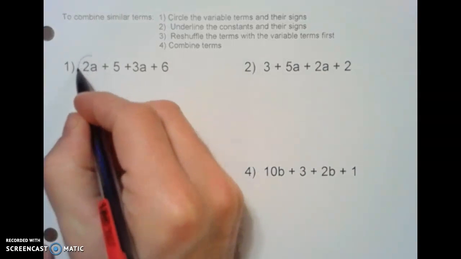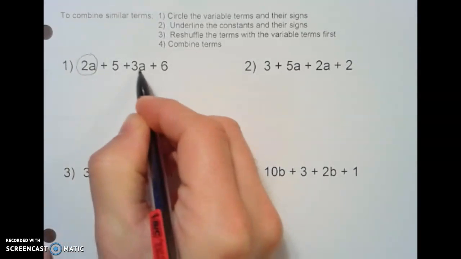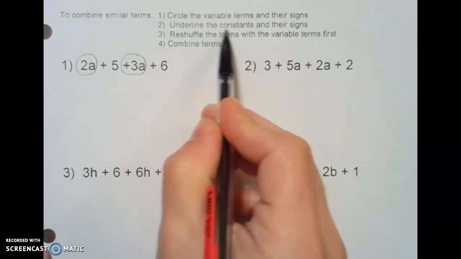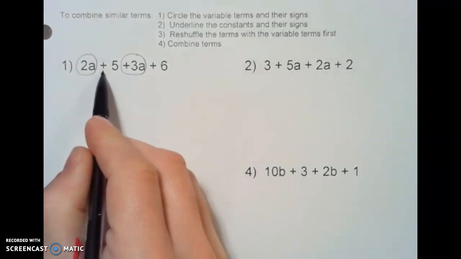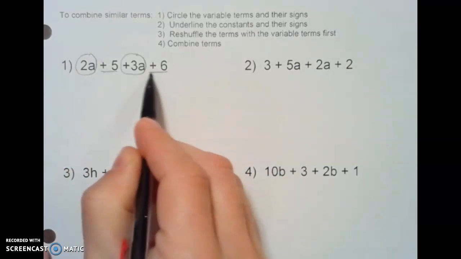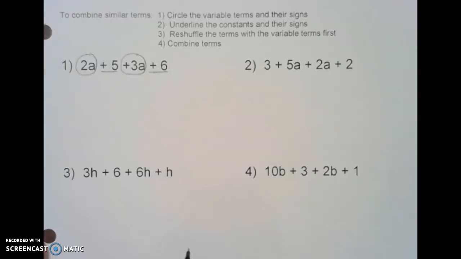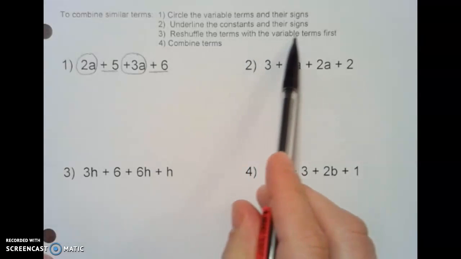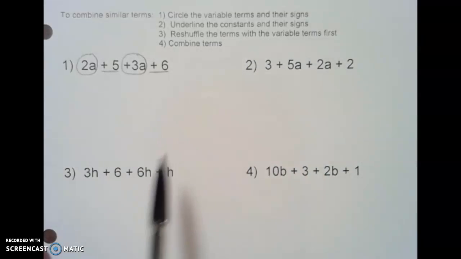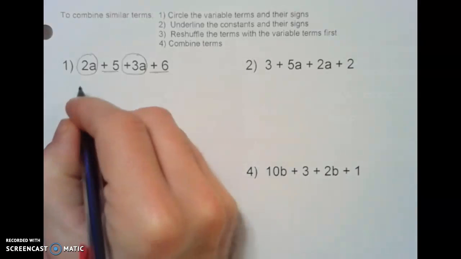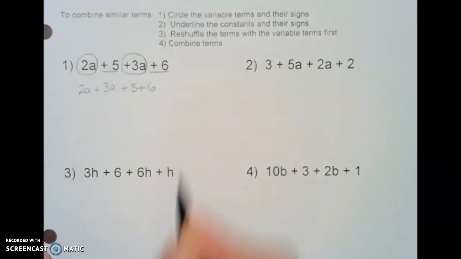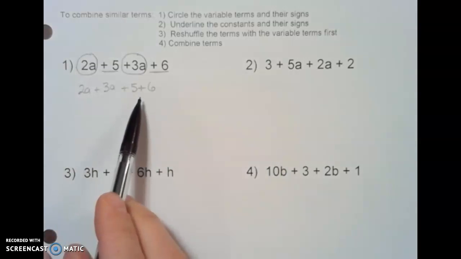This is a positive 2a. Okay, and this is a positive 3a. Those are the only variable terms. I'm going to underline the constants and their signs. This is a positive 5 and this is a positive 6. Okay? Now that I've got my variable terms and my constant terms identified, I'm going to reshuffle. I'm going to reorganize this so that the variable terms go first. Okay, so I'm going to use the commutative property here. So I'm going to rewrite this as 2a plus 3a plus 5 plus 6. Variable terms in front, constants at the end.